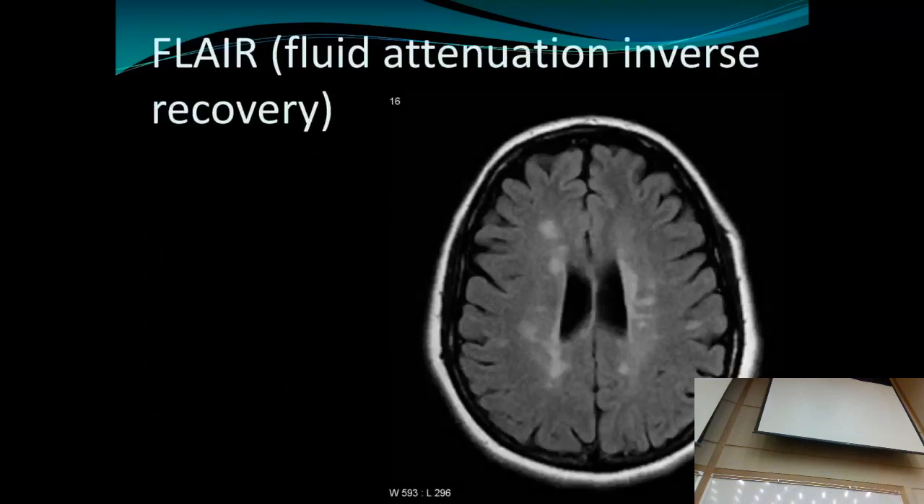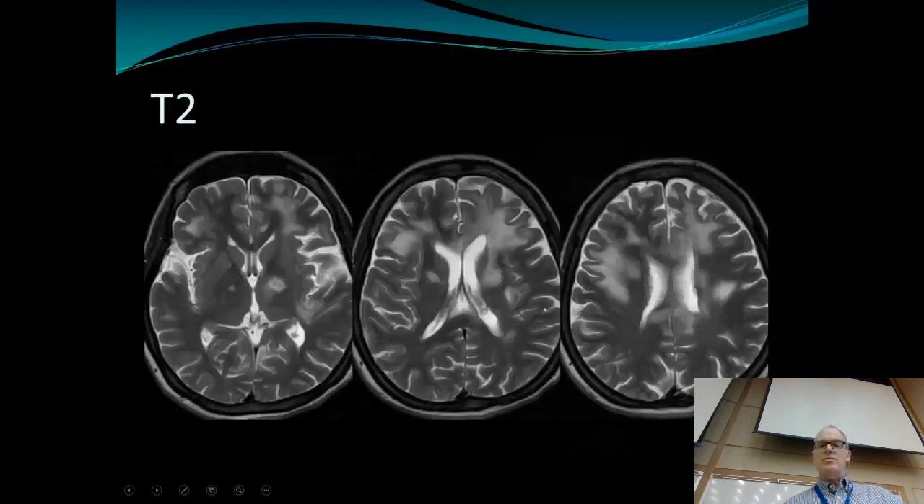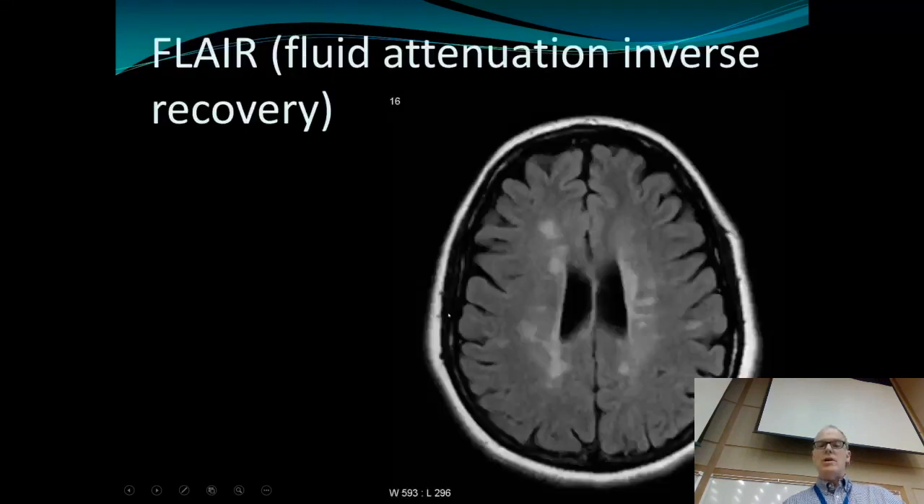Okay, FLAIR images, otherwise known as fluid attenuation inverse recovery, are even better than T2, especially if we're looking for white matter disease, like the patient has multiple sclerosis. And it's more helpful because notice that in a FLAIR, the CSF is now dark. If we go back to the T2, the CSF was bright. So why is that helpful?